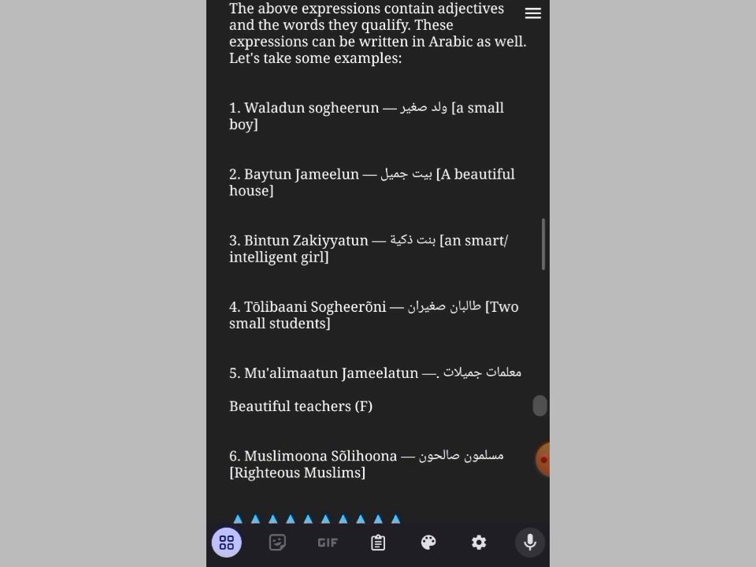Two small students. Two students is طالبان. That's two students. It's a nakra because it doesn't have alif and lam. And then we have صغيران. That's small. So we say two small students, طالبان صغيران.